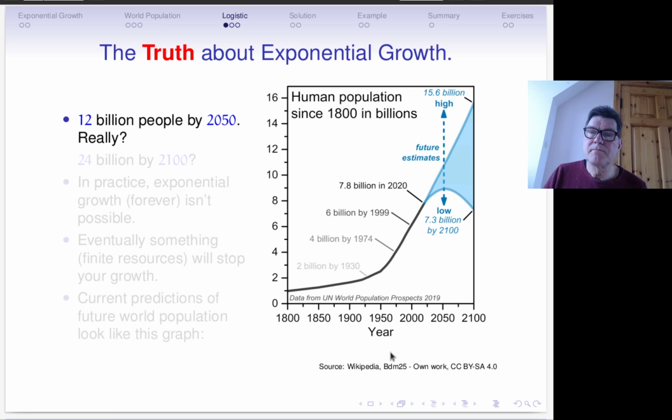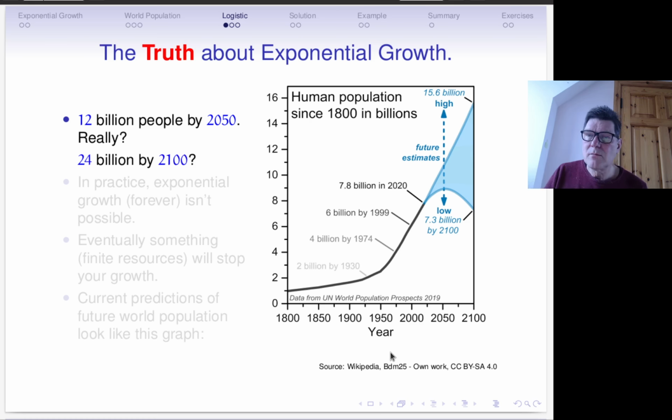Wait a minute, 12 billion in 30 years' time, and then doubling again over the next 50 years to be 24 billion in 2100. It's hard to imagine, is it?